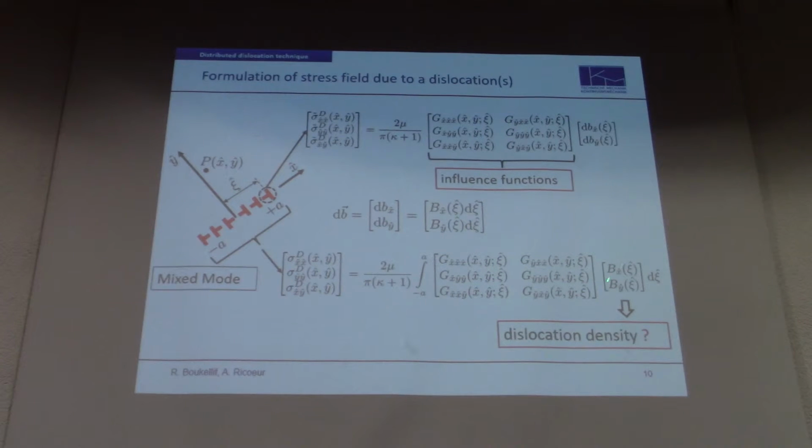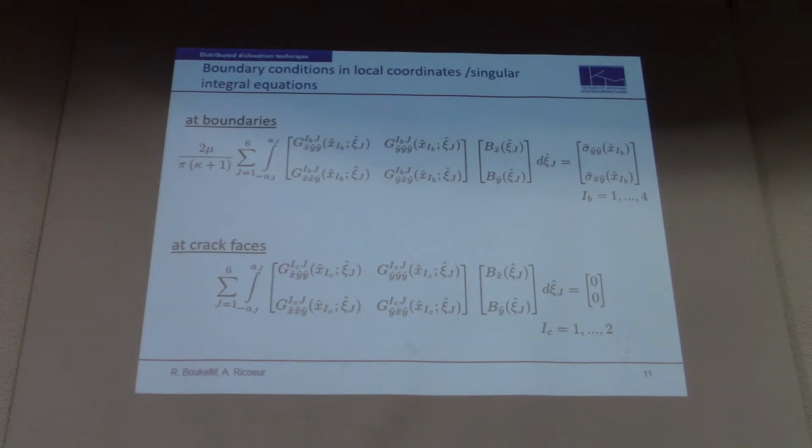And here the dislocation density is unknown. So to determine the dislocation density, we use boundary conditions. The first is at the boundary, so that the induced stresses due to all dislocations at the boundaries are equal to the boundary load. And the second boundary condition is at the crack faces. The crack faces are traction free, so the induced stresses due to all dislocations at the cracks are equal to 0. And we have here the normal and the shear stresses.